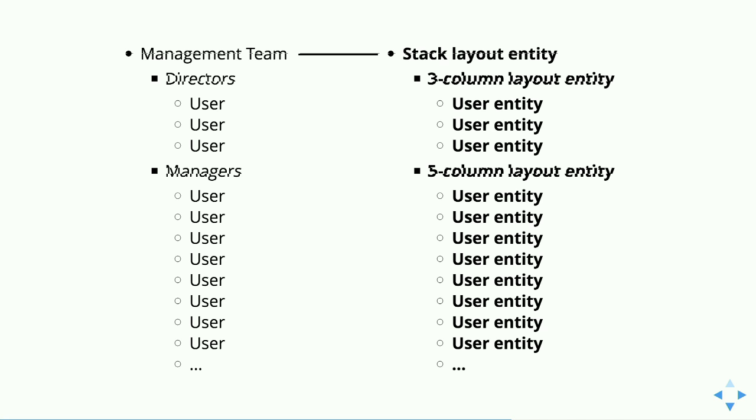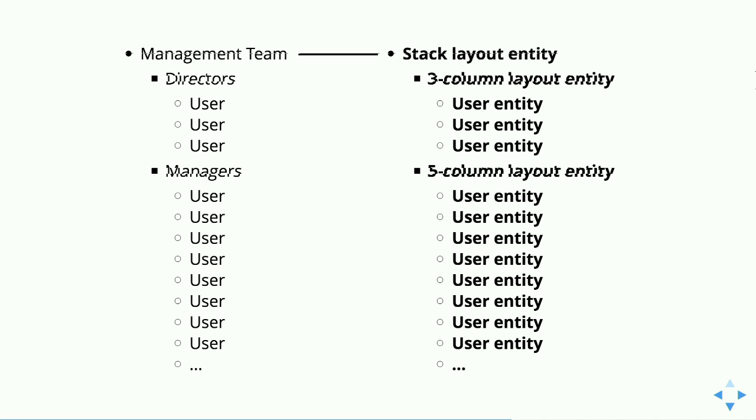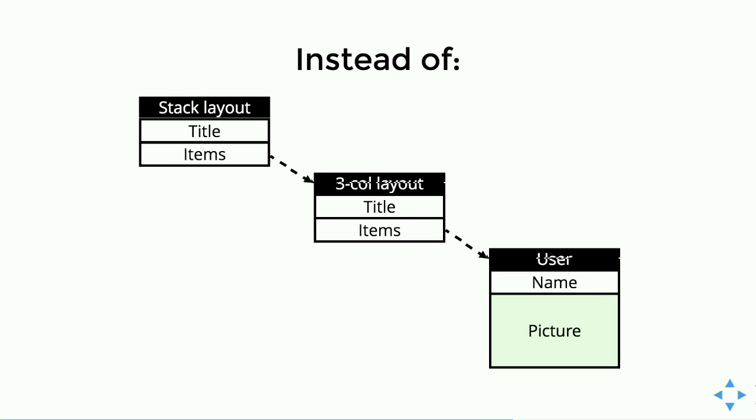So to not define a custom entity each time we need a custom layout, we can just define a multi-column layout entity and then create custom view modes. For example, one view mode could be three column, another view mode could be five column, and so on. So yes, this is how we can represent this page using entities and layout entities. But the thing is, we can do it differently. A stack layout, reference to three column layout, reference to user profile, is three levels of nesting, and it will be rendered by recursion.